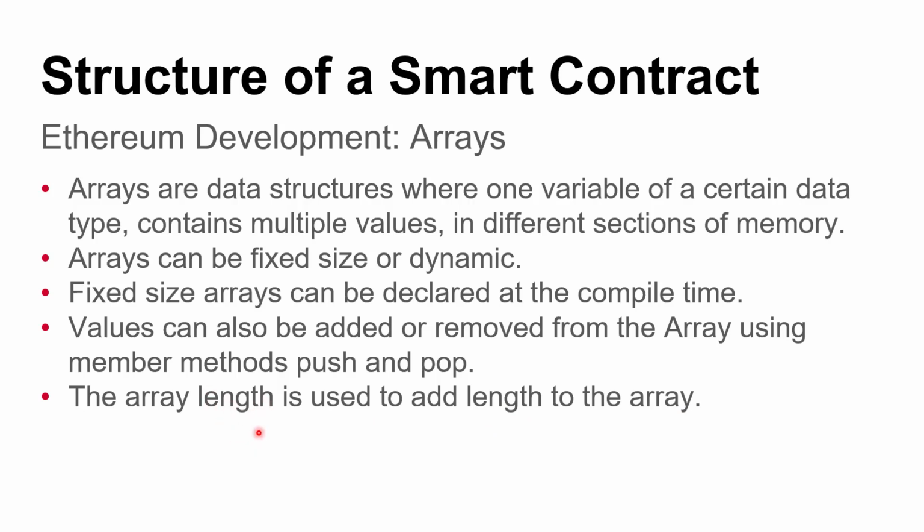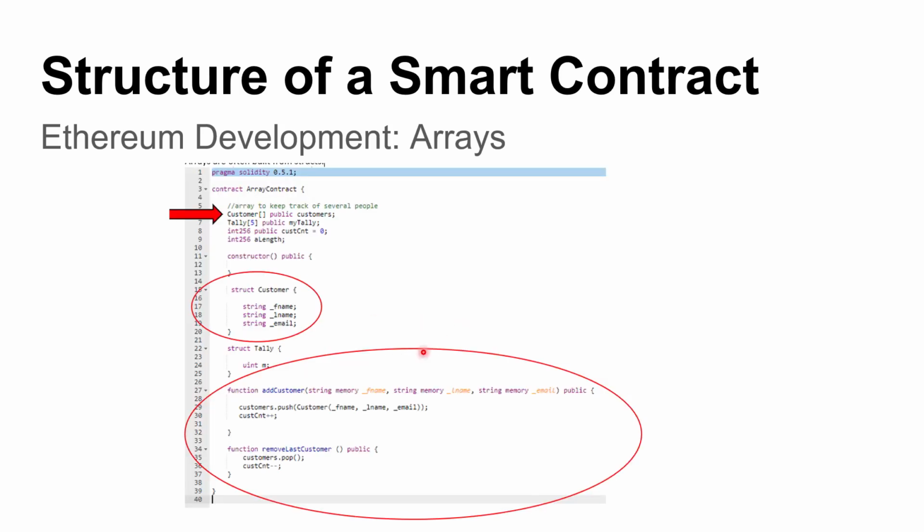So the length property is used. So adding values to the array is a push, removing is a pop. And we can see here we have a struct right here of customer, and then we build an array of customer right here. You can see that we go through, we push different customers on here. So we actually loop through here and build an array of customers.